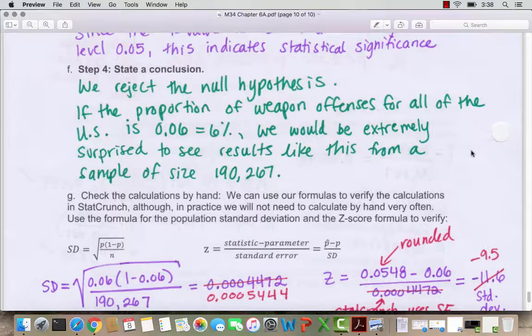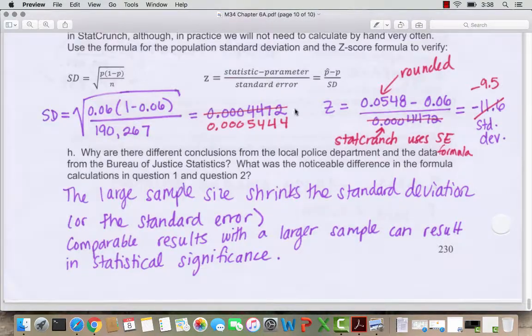190,267. We can check our calculations by hand, and you see, oops, I made a mistake in my first calculation, so I crossed it out and wrote in red. So if you're copying my results, make sure you check on your calculator to make sure you get the result I have here in red. And then I rounded my p-hat, and when I subtracted, I got -9.5 here. And then I put a note here, StatCrunch uses the standard error formula, and usually it's pretty close to what we get if we do it by hand. It might be a little bit off, but it doesn't change our final result, right around -9 standard deviations.